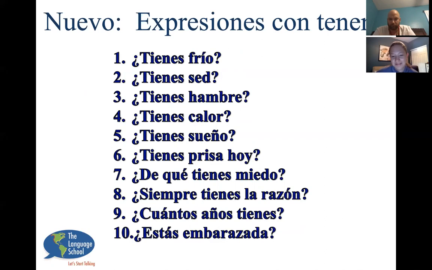¿De qué tienes miedo? Tengo miedo de... ¿cómo se dice? Of being late. De estar tarde. Ok, muy bien. ¿Siempre tienes la razón? No, no tengo la razón siempre. ¿Cuántos años tienes? Tengo 23 años. ¿Estás embarazada? No, no estoy embarazada. Ok, muy bien.